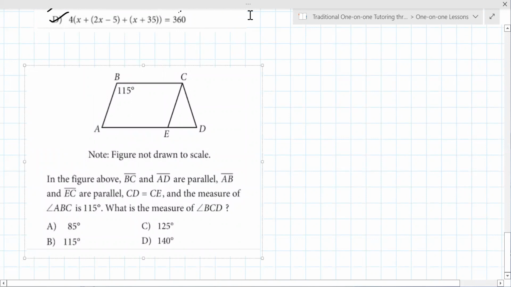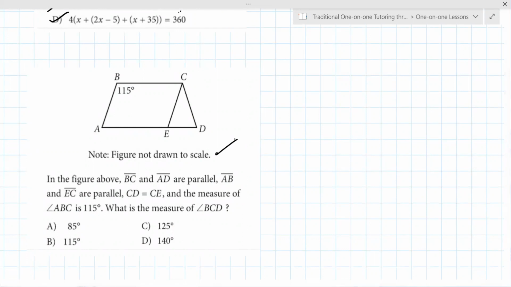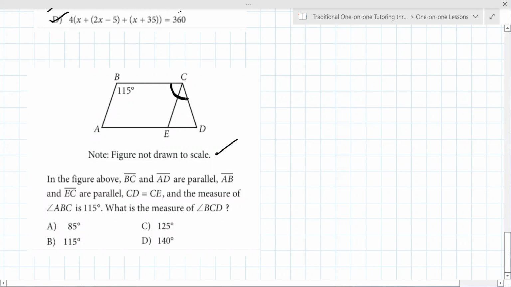Figure not drawn to scale, by the way. In the figure above, BC and AD are parallel. AB and EC are parallel. CD equals CE. And the measure of angle ABC is 115 degrees. What is the measure of angle BCD? So they want the measure of B to C to D. They want this whole angle right here.